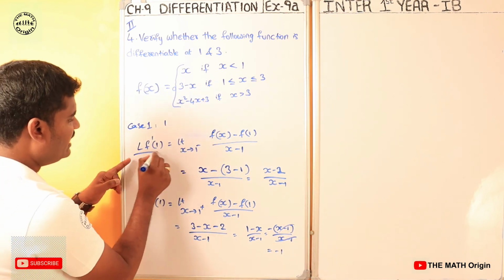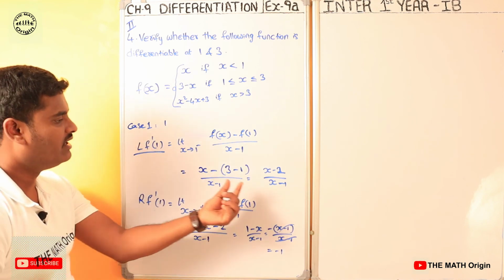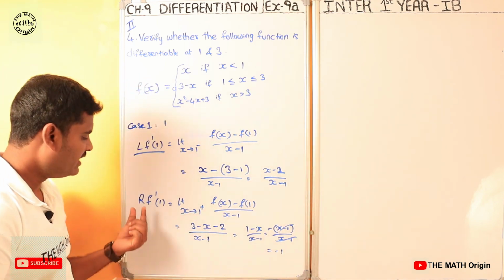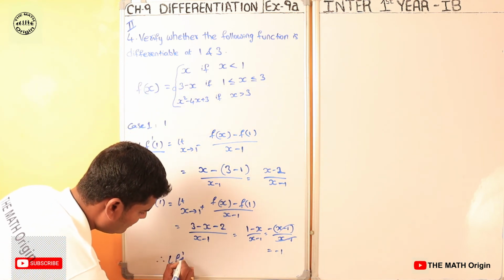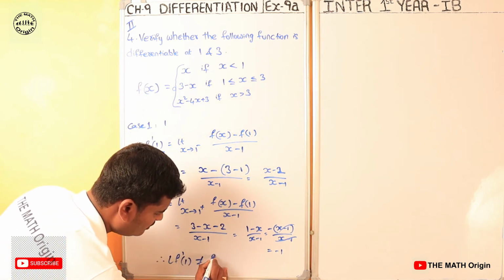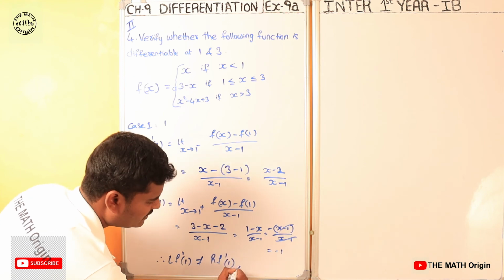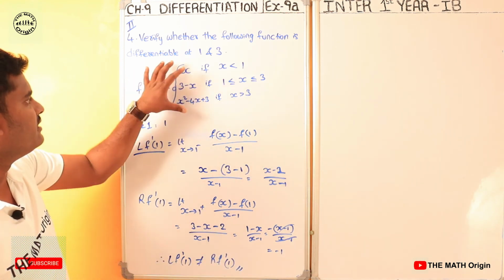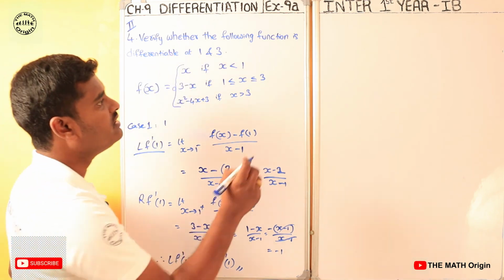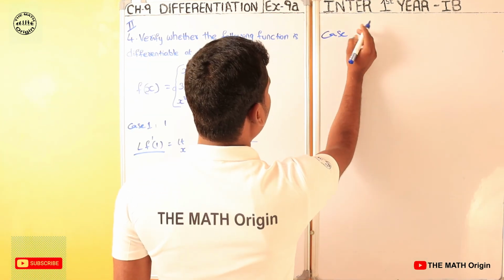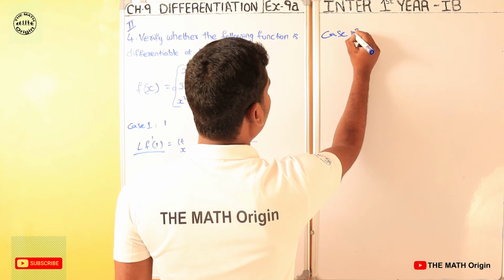Now, the left hand differentiable value is 1 and the right hand differentiable value is minus 1. Therefore the left derivative is not equal to the right derivative, so the given function is not differentiable at 1. So now the next case, the second case, where the value is 3.